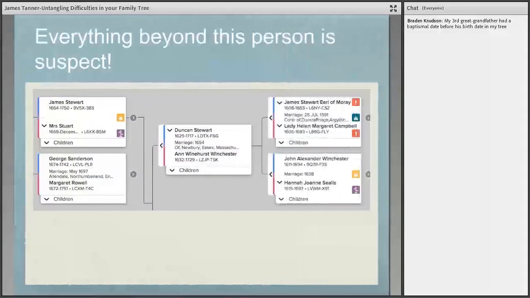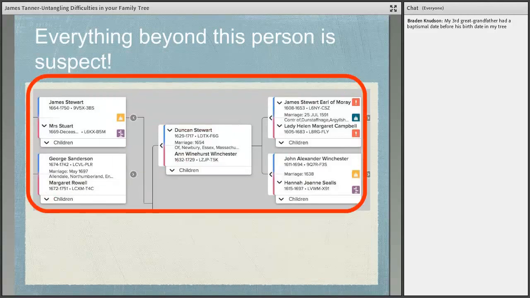And if we go further back, everything beyond this particular entry, so everything here from James Stewart and Mrs. Stewart on back, is suspect. We do not have information that can be verified, and as a matter of fact, as we move back even one step further on the pedigree that's on FamilySearch Family Tree, we see that there are even more red icons appearing, indicating serious data problems.